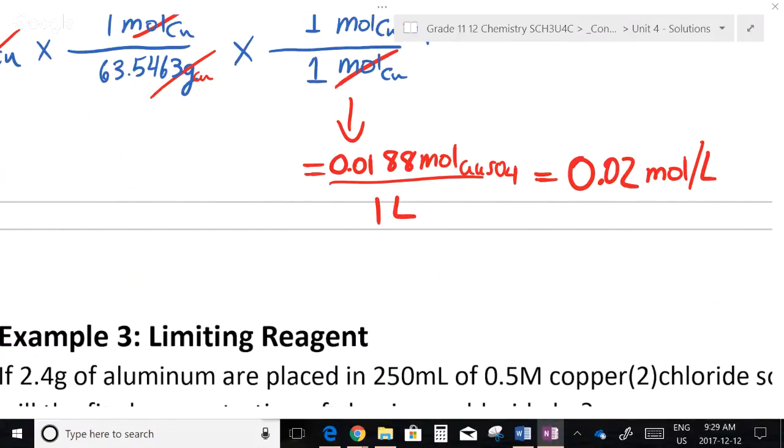Not 2.0, because that'd be 2 sig figs, but 2 times 10 to the negative 2 would be completely correct. Absolutely. Just remember only 1 sig fig. But yes, scientific notation would be great.